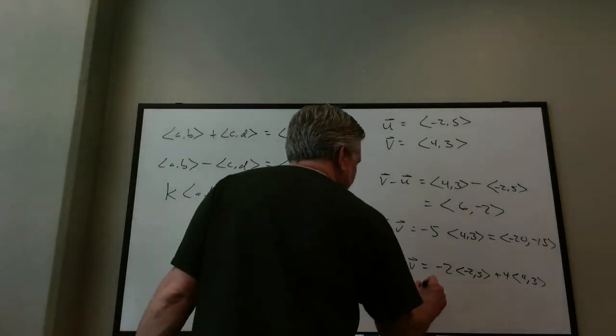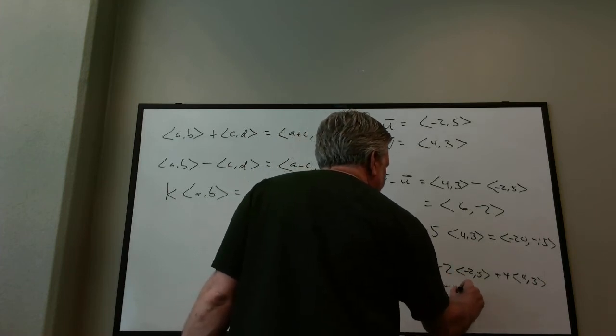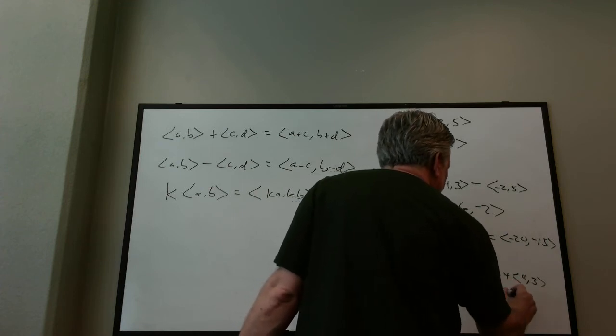Okay, so if we finish here, if I multiply the negative 2 scalar times both components, I get 4, negative 10. Plus multiply the 4 times both components, I get 16 and 12.